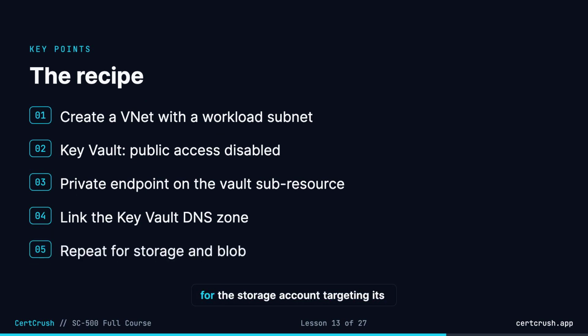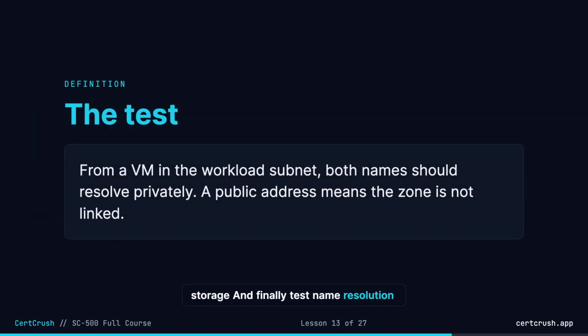Repeat that same pattern for the storage account, targeting its blob subresource and using the matching private DNS zone for blob storage. And finally, test name resolution from a virtual machine sitting in the workload subnet. Both host names should resolve to addresses inside your private endpoint subnet's range.